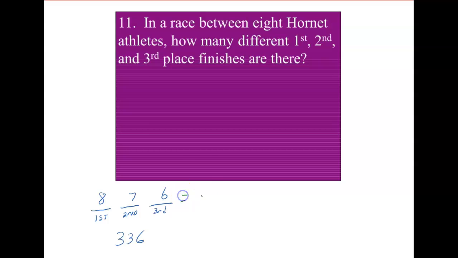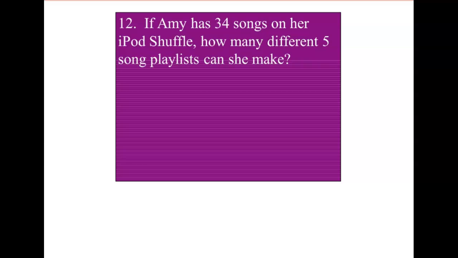Again, someone in class may say, can we write that as 8 factorial over 5 factorial? And then the answer to that question is yes, and hopefully you realize that this is 8 times 7 times 6, 5, 4, 3, 2, 1, over 5, 4, 3, 2, 1, and you can see those reduce out, so you get the same answer.